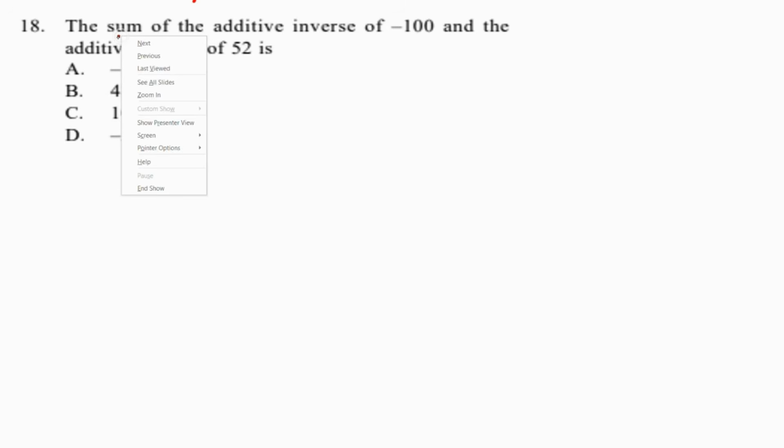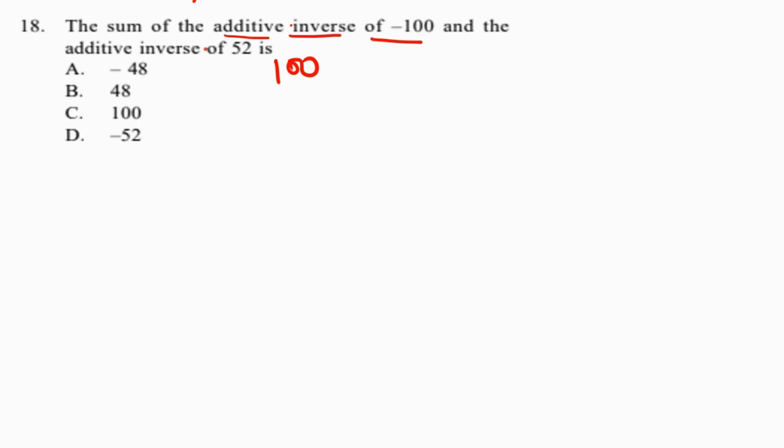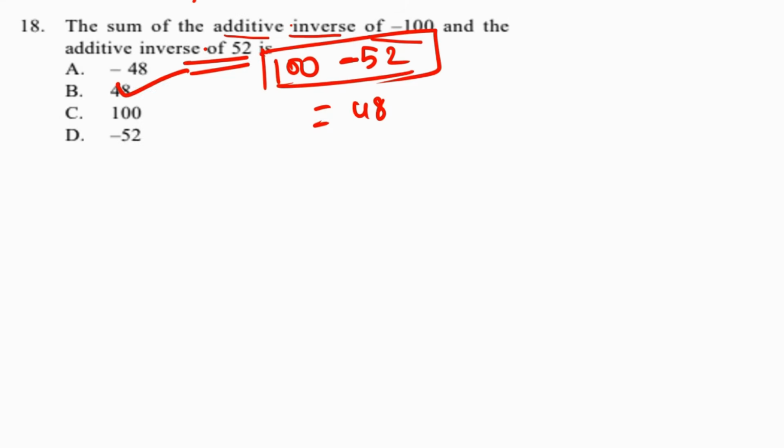Next, question number 18, the sum of additive inverse of minus 100. Additive inverse of any integer is the same numerical value with a different symbol. As in, if it is a negative number, it becomes positive, and if it's positive, it becomes negative. So additive inverse of minus 100 is a positive 100. And additive inverse of 52 is a negative 52. So their sum would be 100 minus 52, 48. So option B is the answer.